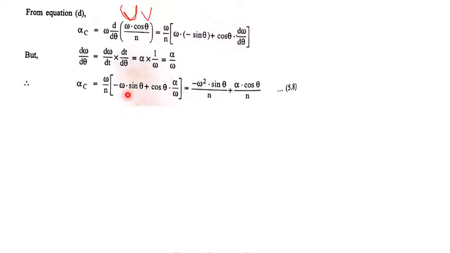So this equation becomes omega by n into minus omega into sin theta plus cos theta into alpha by omega. So I will multiply this by omega by n. The equation becomes omega into omega, minus omega square into sin theta by n plus, here omega and omega get cancelled, therefore alpha cos theta by n. Call this equation number 5.8. This is the angular acceleration equation if the connecting rod is not rotating with uniform speed.